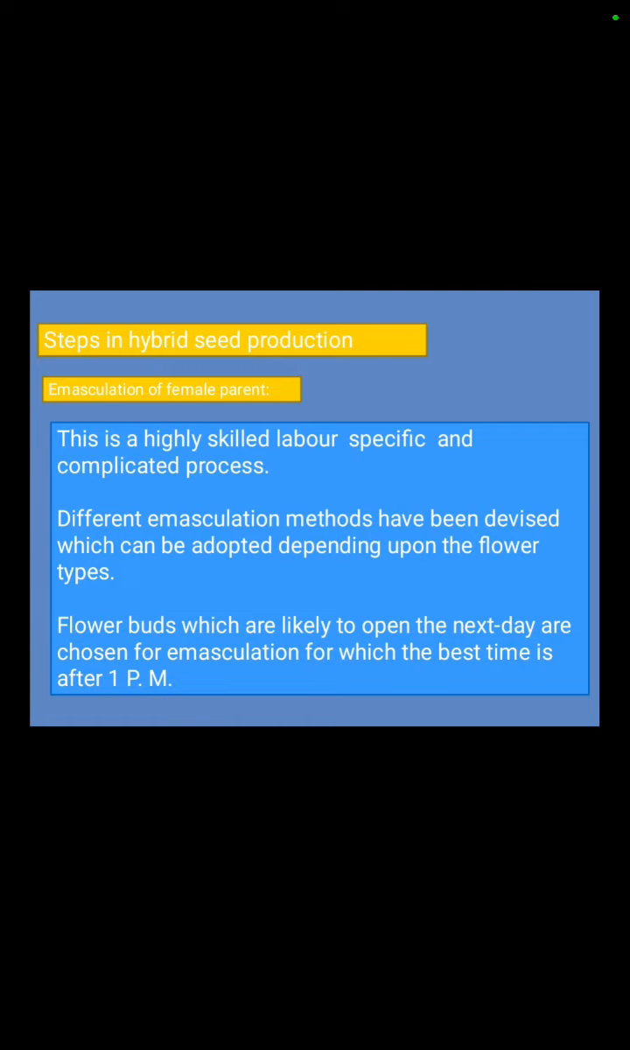Steps in hybrid seed production. First, emasculation of the female parent. This is a highly skilled, labor specific, and complicated process. Different emasculation methods have been devised which can be adopted depending upon flower types. Flower buds which are likely to open the next day are chosen for emasculation, for which the best time is after 1 pm.